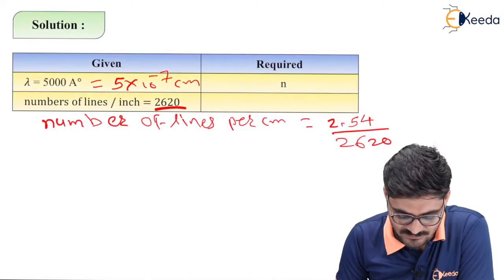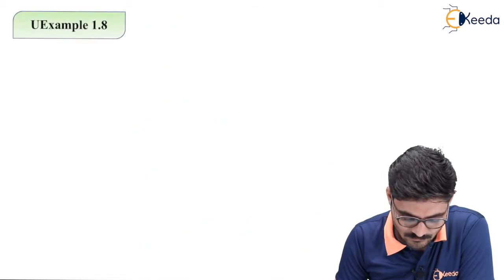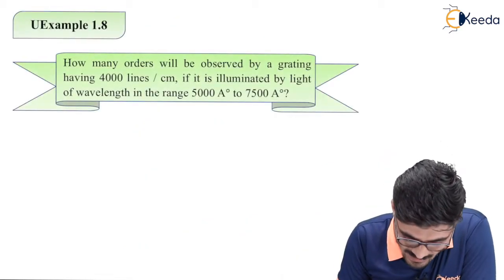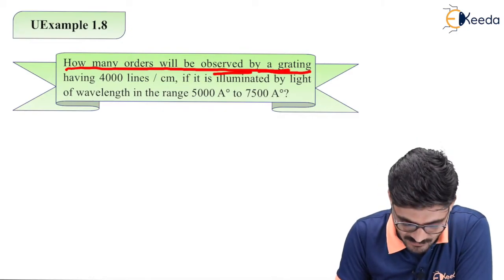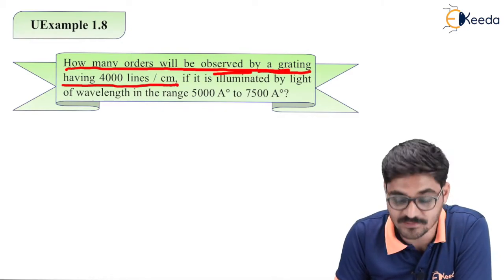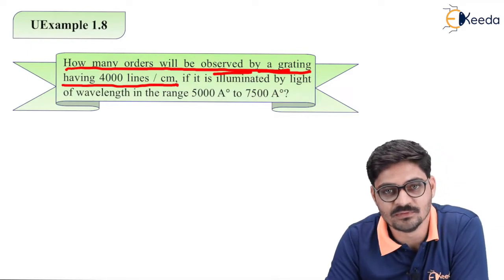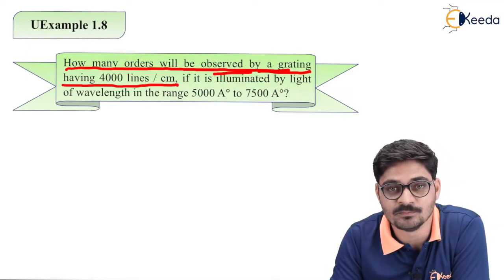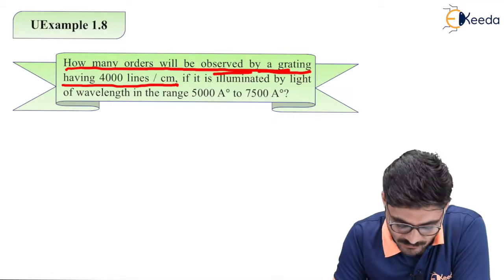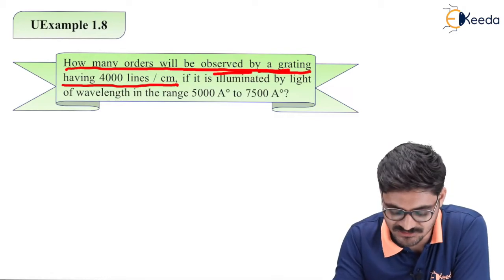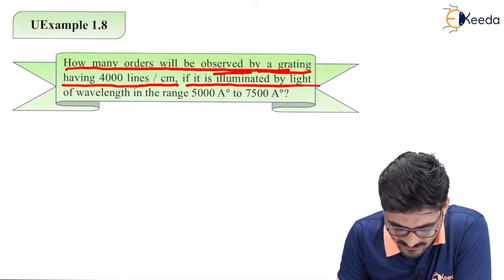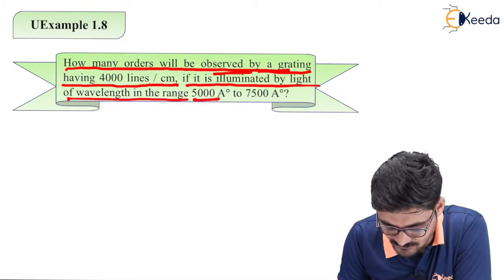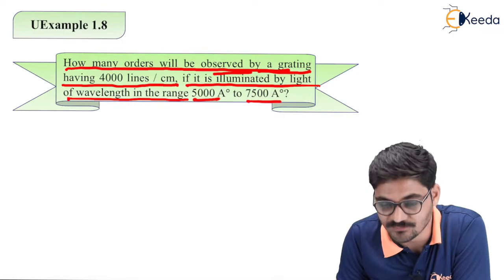Now moving towards the next numerical, we'll be getting this. How many orders will be observed by a grating having 4000 lines per centimeter? Remember, in the previous one the number of lines was given per inch, and here it is per centimeter, so there is no need for conversion; we can directly get the answer. Now if it is illuminated by light of wavelength in the range of 5000 Armstrong to 7500 Armstrong.